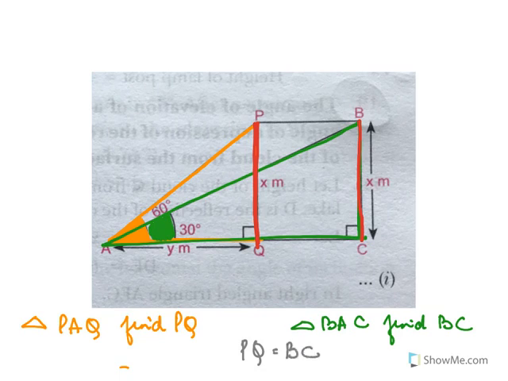Then you equate both, because PQ equals BC. And to find PQ, in the first case you will use tan 60. It will be perpendicular over base, PQ over AQ. You will find this, and on the other side you will have tan 30, also perpendicular over base, BC over AC, and you will find your BC and you will equate it.